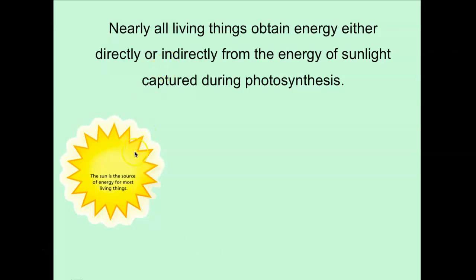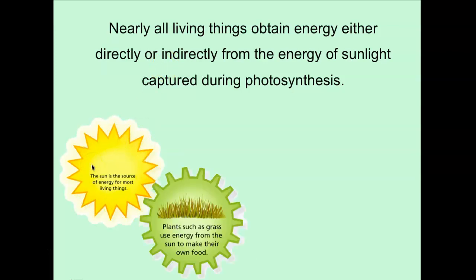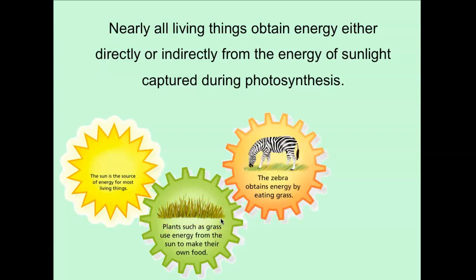So let's look at an example. We have the sun here, and it is our source of energy. The energy is then passed to grass in this example, and the grass will go through photosynthesis. So the grass is our autotroph. A zebra is going to eat the grass, so a zebra is a heterotroph. So the energy is then passing from the sun to the grass to the zebra.